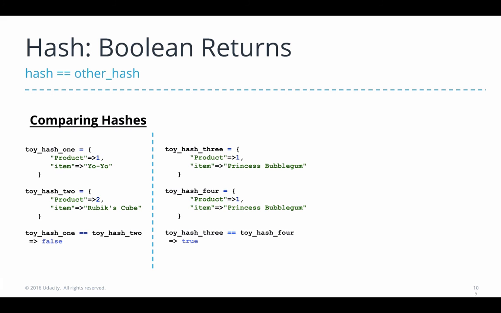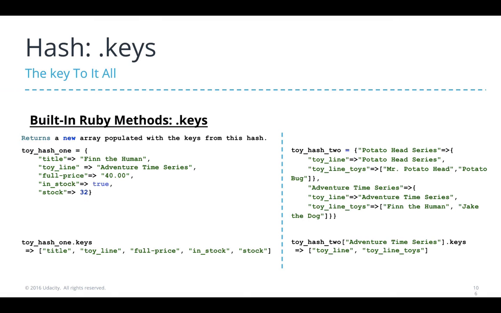Those are identical. Okay, so we're going to transition here and start talking about some built-in Ruby methods for hashes. First, I'd like to talk about the Ruby built-in hash method .keys. This returns a new array populated with the keys from this hash. So here we have a toy hash 1, which points to a hash with a series of key value pairs. If I call toy hash 1.keys, it'll return to me an array of all the keys that are associated with that hash.